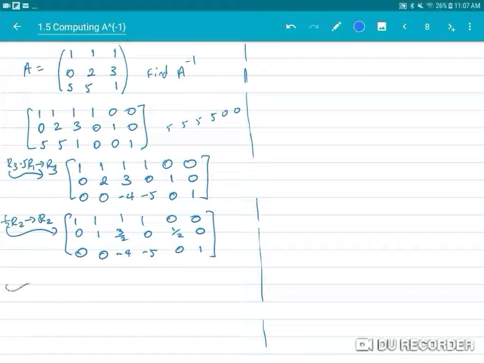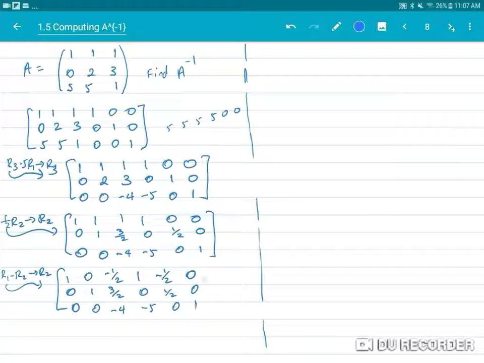Next, I will subtract the second row from the first row so I can get a 0 at this position. So row 1 minus row 2 sits in row 1. I have 1, 1 minus 1, 1 minus 3 halves is minus 1/2, 1 minus 0, 0 minus a half is minus a half, 0 minus 0. So 1, 0, minus 1/2, 1, minus 1/2, 0, and the rest stay the same: 0, 1, 3 over 2, 0, 1 over 2, 0, 0, 0, minus 4, minus 5, 0, 1.